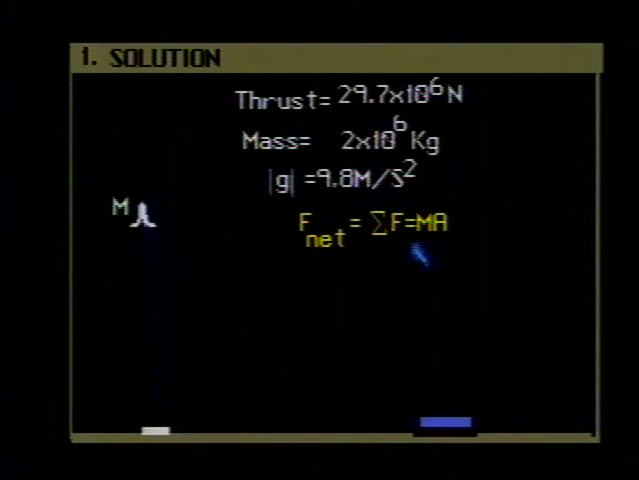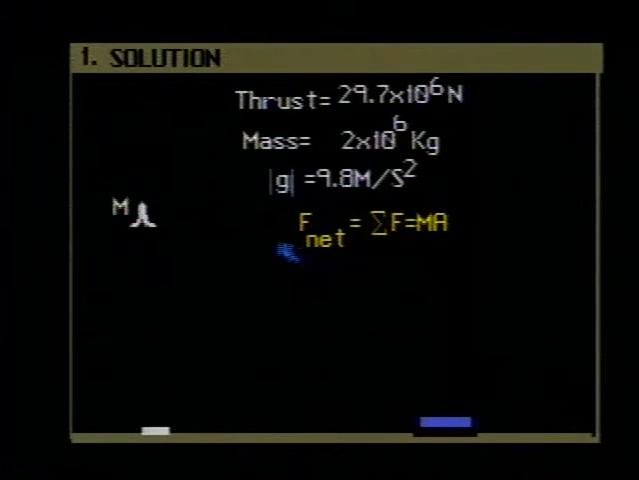We'll solve our problem on our computer-generated blackboard. I have listed the information given in the problem, that the thrust is 29.7 million newtons, the total mass is 2 million kilograms, that the magnitude of the acceleration of gravity is 9.8 meters per second per second. The direction of the acceleration of gravity is, of course, downwards. We will indicate this direction when we draw our vectors for weight. I've also listed Newton's second law, that the net force, the sum of the forces acting upon the mass, using the common symbol for summation, is equal to the total mass multiplied by the acceleration.